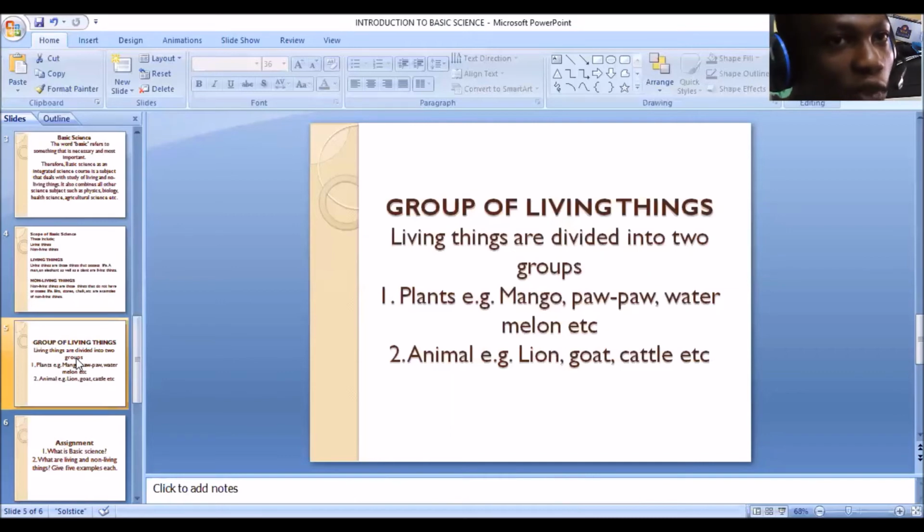So we belong to a group of living things. The two groups of living things that we have are the plants and the animals. The plants and the animals.